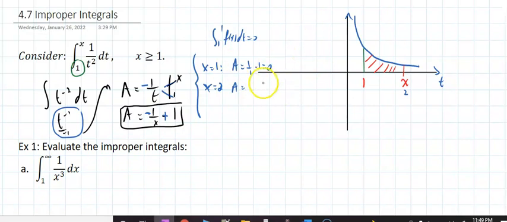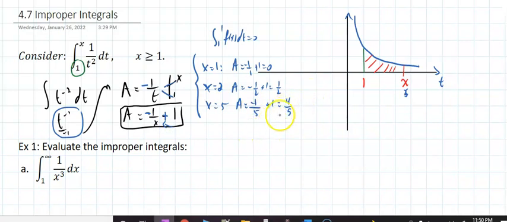So this is negative, this is positive. If I let x equal 2, then I'm looking at negative 1 over 2 plus 1, which is 1/2. If I let x equal 5, so if this x was actually 5, then the area would be negative 1 over 5 plus 1. That would be 4 over 5.